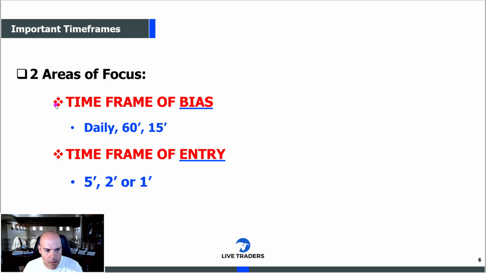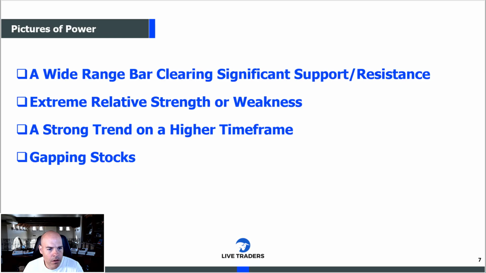So we have 2 time frames: bias time frame and entry time frame. Typically for intraday traders, the bias is the daily, 60, and 15. The entry is typically the 5-minute, 2-minute, or 1-minute. Some people will use a 3-minute or a 10-minute, but a lot of us use the 1-minute, 2-minute, and 5-minute. Okay. So once you've figured that out, now we need to do what? We need to look for pictures of power on higher time frames. And these are the 4 main pictures of power. Okay.